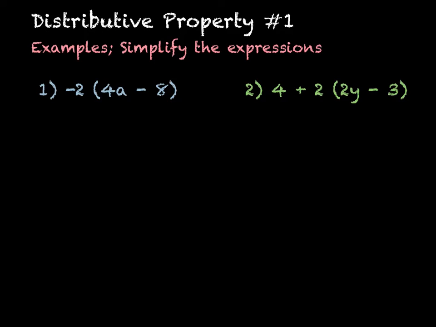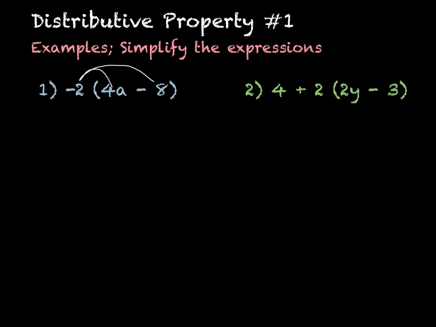Distributive property. So what we're going to do on all of these is just simplify the expressions by using distribution. Distribution is a special technique where we take any number that's multiplied on the outside and distribute, or multiply, it into each thing on the inside.